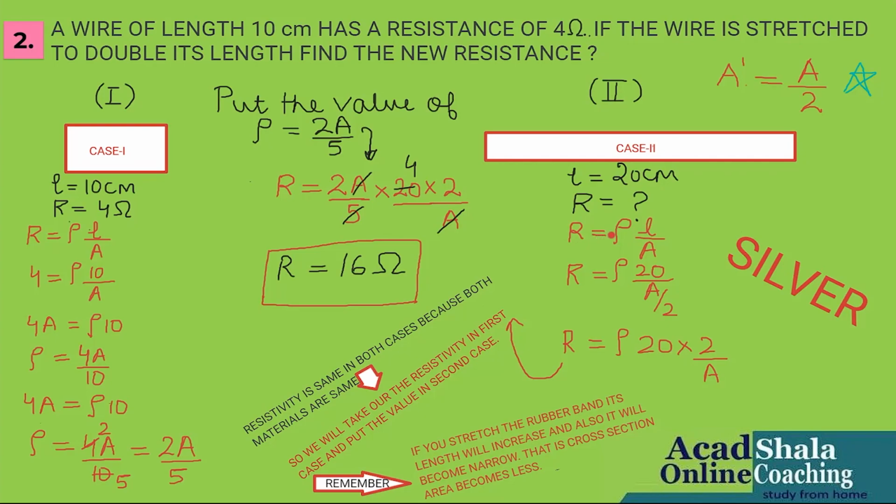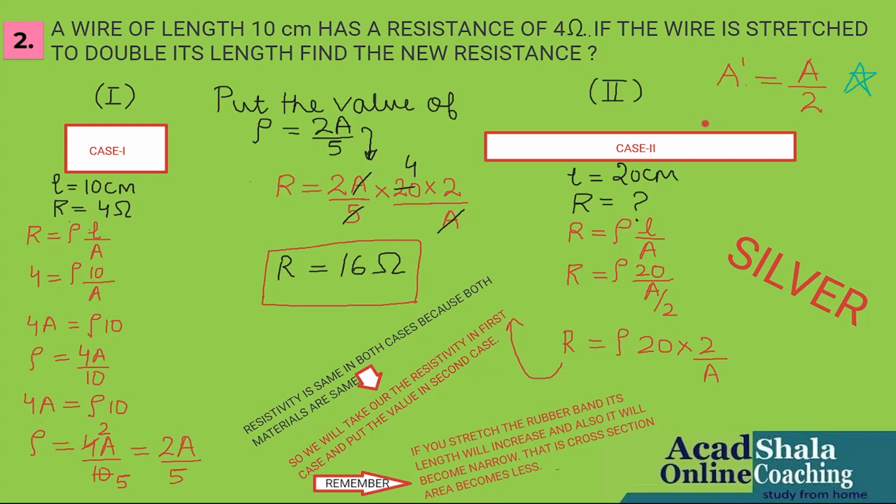That is resistance is equal to rho, that is resistivity, L upon A. Now I will put the value of what? That is the resistivity from first case in this. But before that, we should always remember that in this case, the area will be different. But why will the area be different?